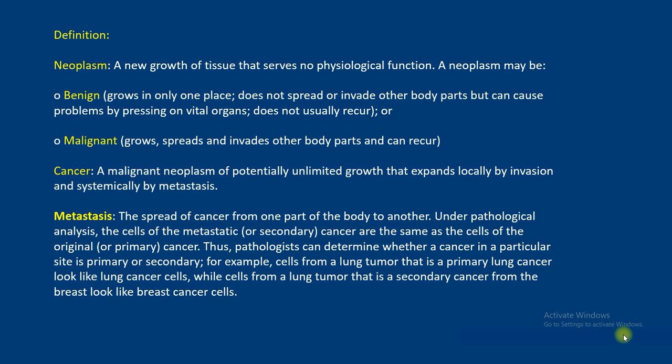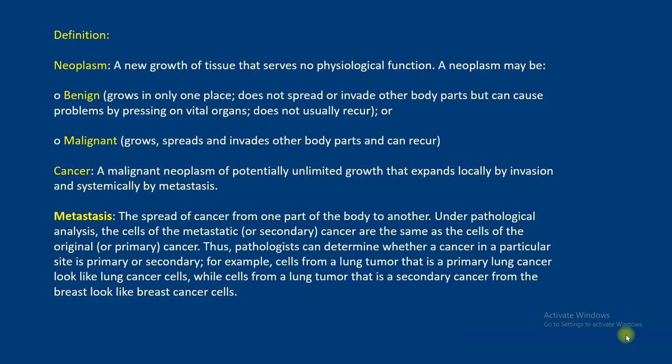Next, we will learn cancer. So what is cancer? A malignant neoplasm of potentially unlimited growth that expands locally by invasion and systemically by metastasis. So basically, cancer is also a malignant neoplasm which has unlimited growth. So there is no end to its growth and it expands to other vital organs and nearby structures. Most of the time it will metastasize, meaning spreading to other organs.